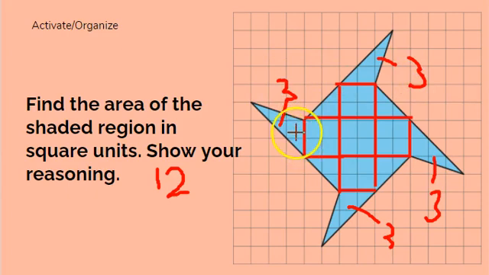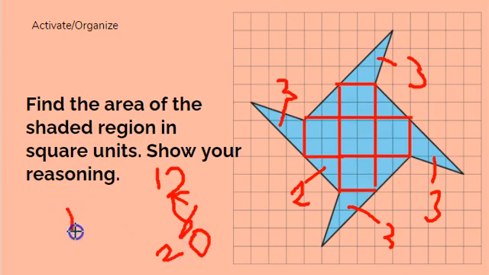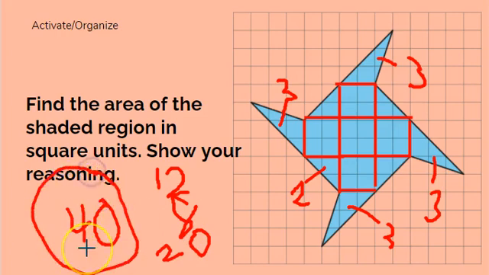I look inside here, I've got this triangle, it's a 2 by 2, which gives me 4. Half of 4 is 2. I've got 1, 2, 3, 4 of those, so that would give me another 8. And then I look at my squares, and those are 2 by 2, and that's 4, so I got 4, 8, 12, 16, and 20 more. So I get for this one 40 square units at the end.